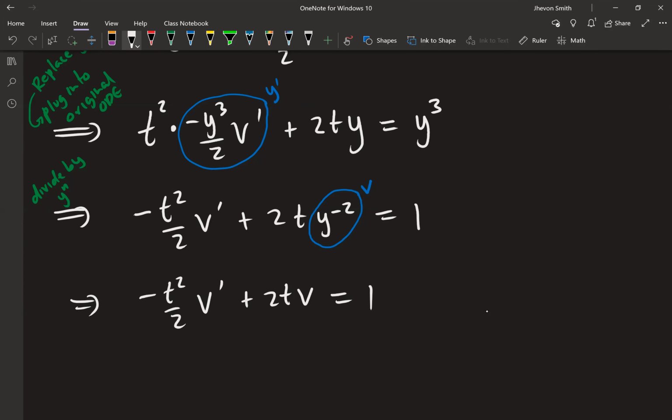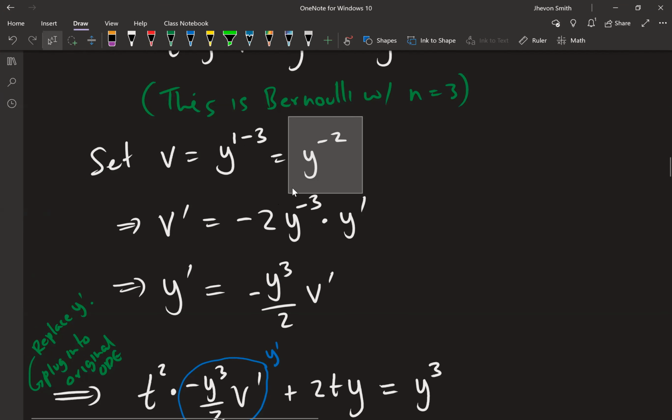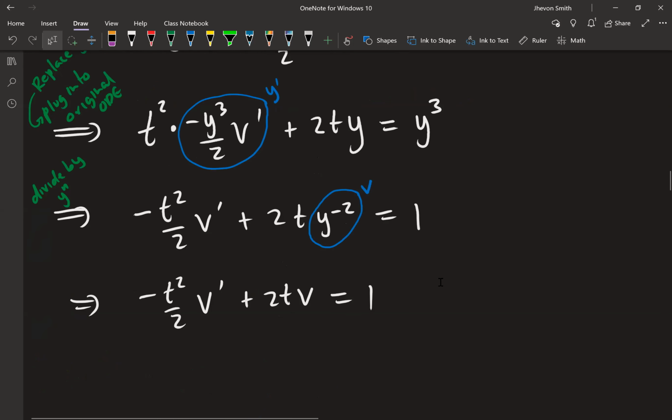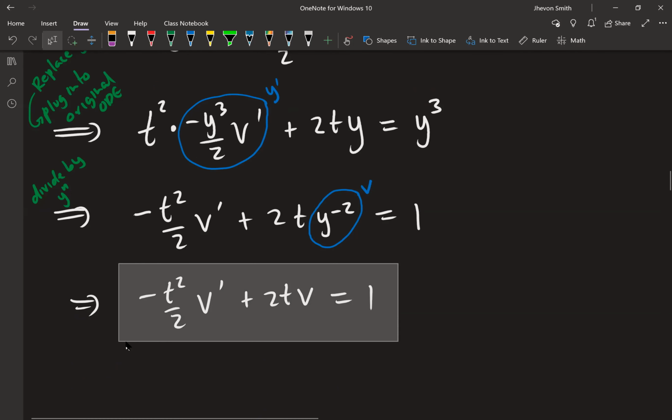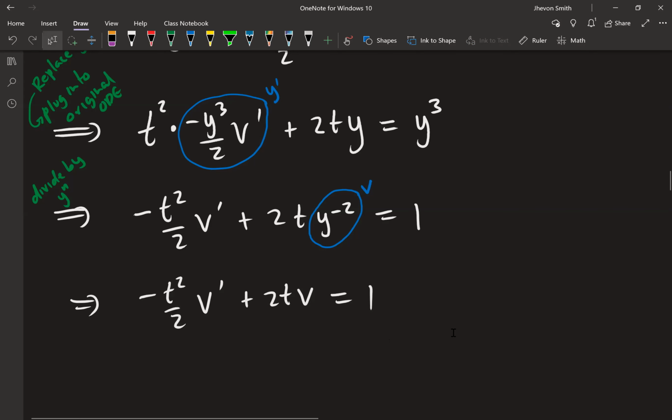This is actually linear, I'll just tell you guys. It's now a linear equation where t is the independent variable and v is your dependent variable. Of course, in this scenario, our v is y to the minus 2. And so after I solve this for v, I can replace it with y to the minus 2, then solve for y. And yes, I completely agree with you, Jason. It is very cool, right?